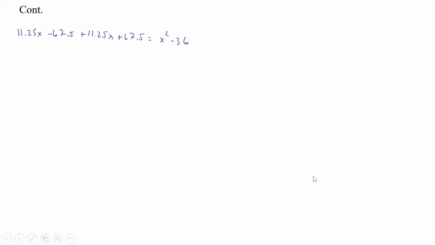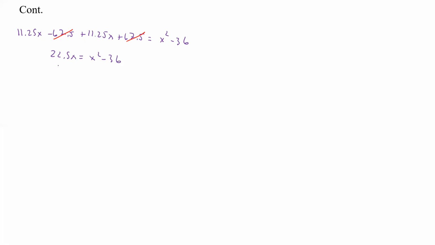Okay. Now what do I have? Well, guess what? I have some things that cancel, it looks like. The 67.5 cancels. And so now I can simplify and take 11.25 plus 11.25. So that's going to give me 22.5x equals x squared minus 36.